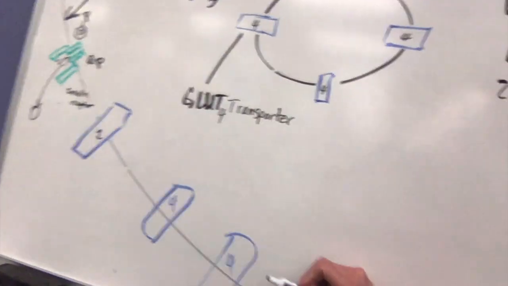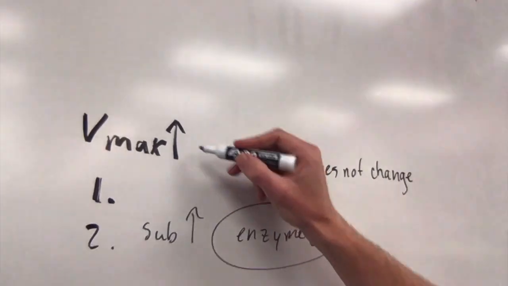So whenever you increase the number of enzymes that you have within the cell membrane, you would expect the Vmax to increase.